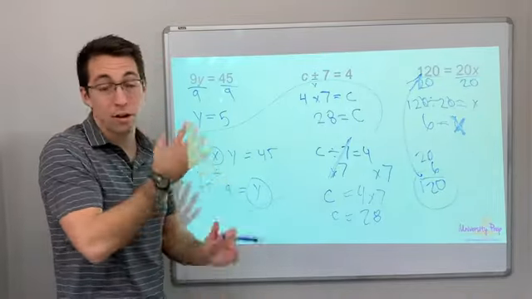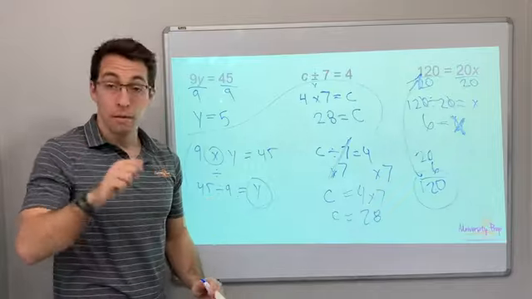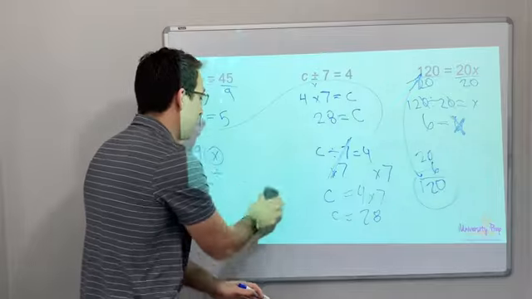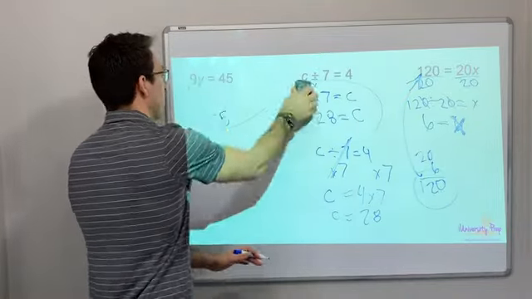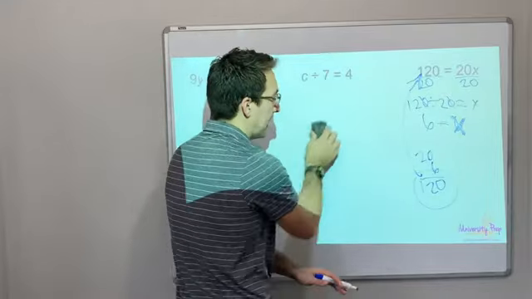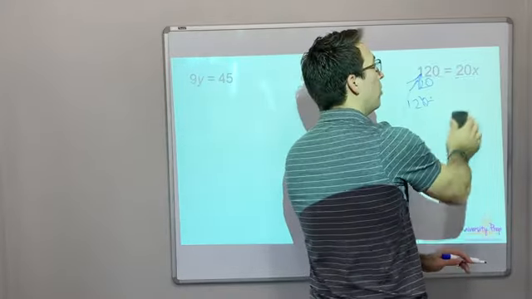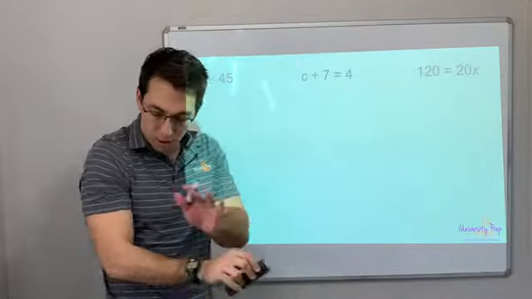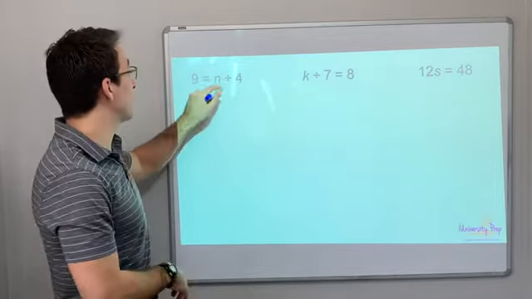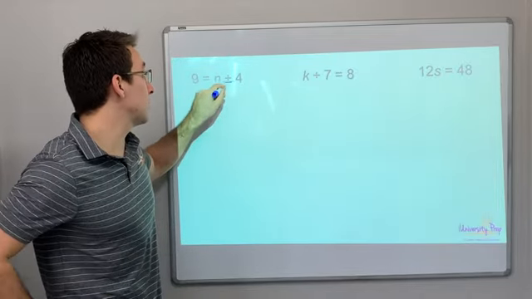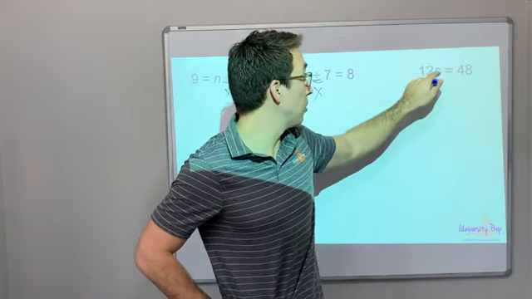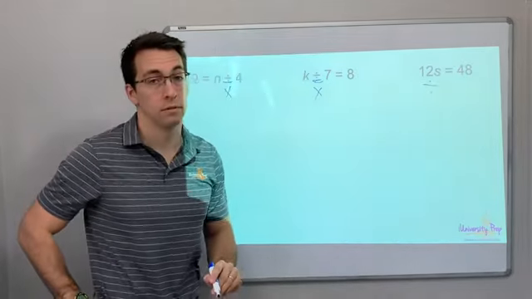If you're in 5th grade and you're learning algebra, press pause, rewind, watch again. Give me a call or a text if you have any questions about how to isolate a variable. The whole concept is you have to do the opposite of the operation in the equation. The opposite of division is multiplication. The opposite of multiplication is division.